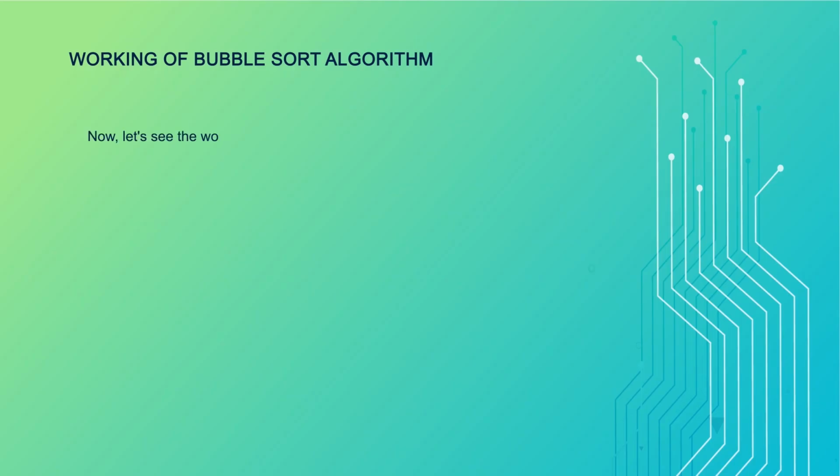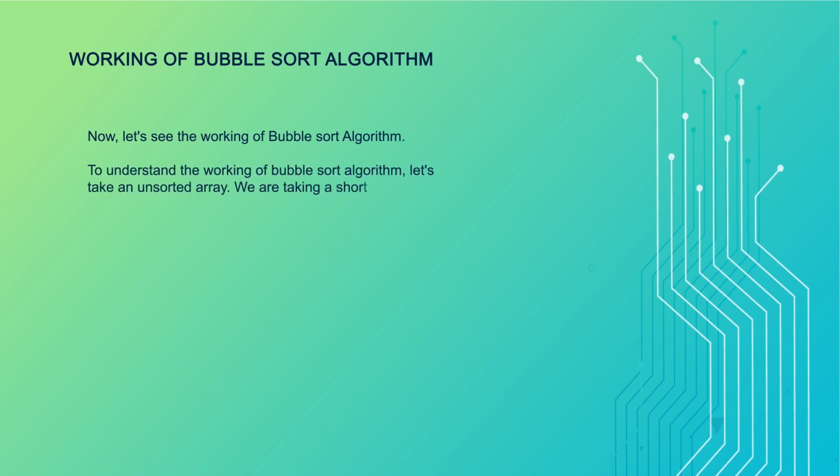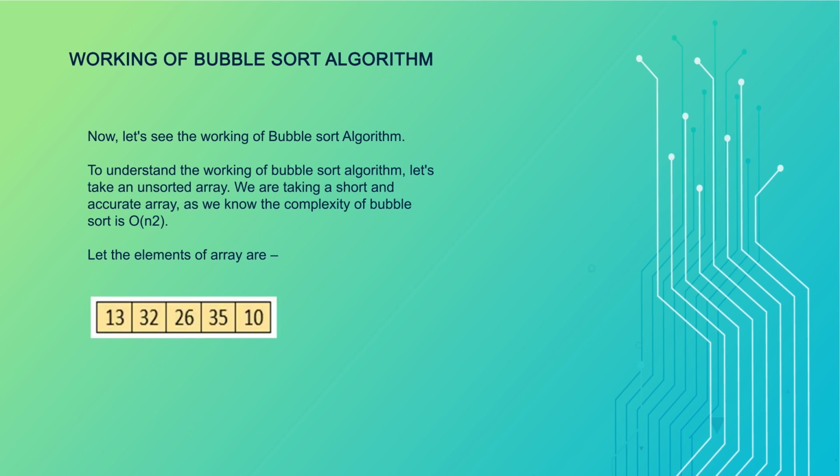Working of bubble sort algorithm. Now, let us see the working of the bubble sorting algorithm. To understand the working of the bubble sort algorithm, let us take an unsorted array, because we are here to sort the elements of the array. So, we are going to take an unsorted array. Let us take an example of an array.